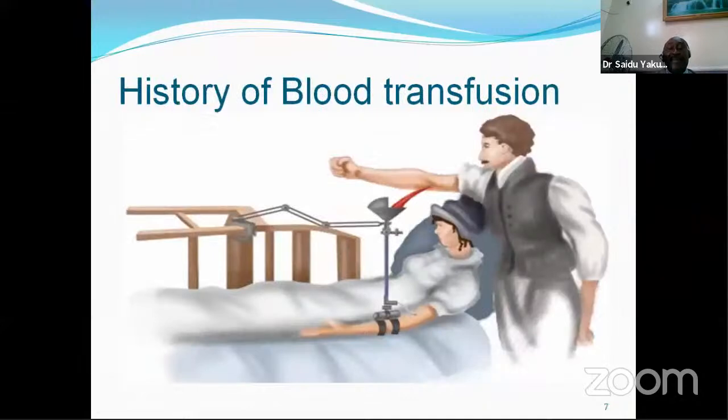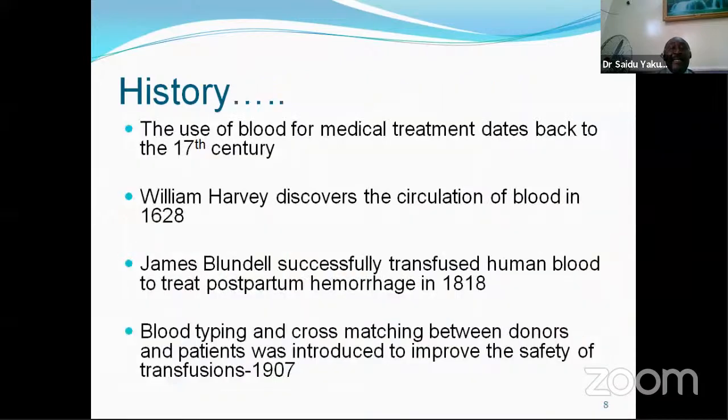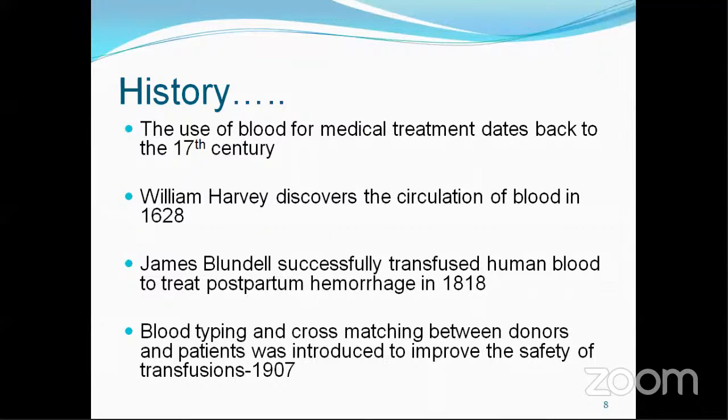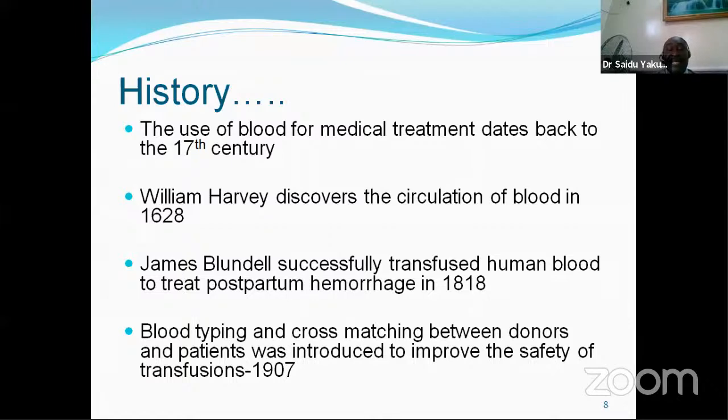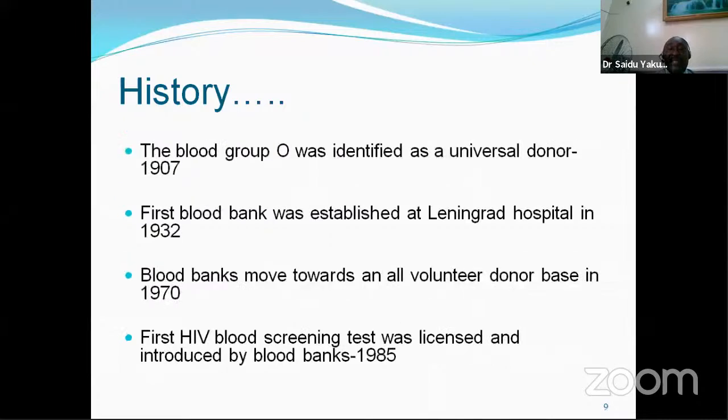I would like to give a brief history of blood transfusion. The use of blood for medical treatment dates back to the 17th century. William Harvey discovered the circulation of blood in 1628. James Blundell successfully transfused human blood to treat postpartum hemorrhage in 1818. Blood typing and cross-matching between donors and patients was first introduced to improve the safety of transfusion in 1907. The blood group O was identified as a universal donor.